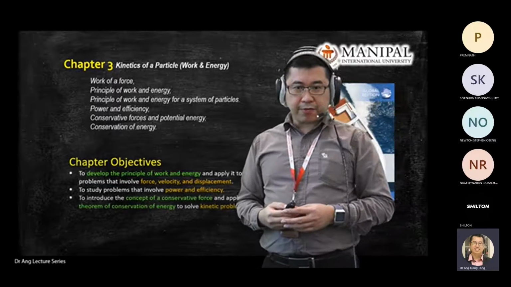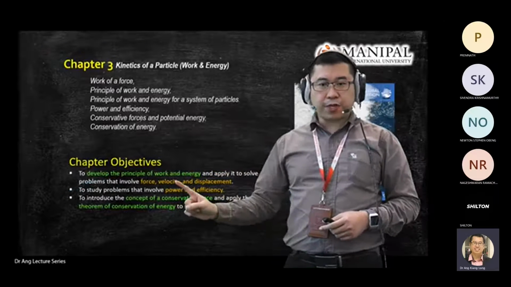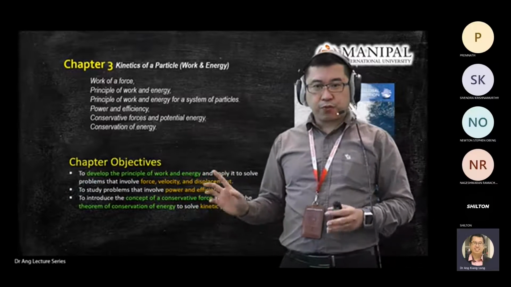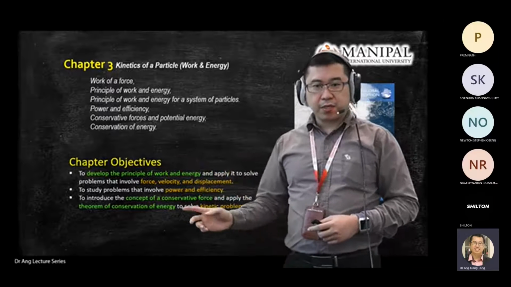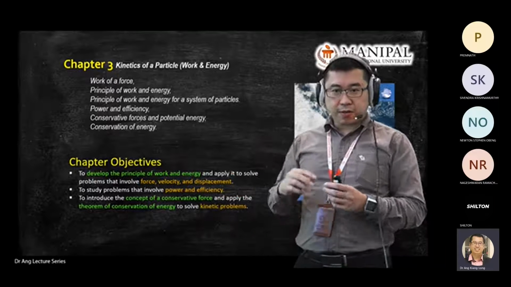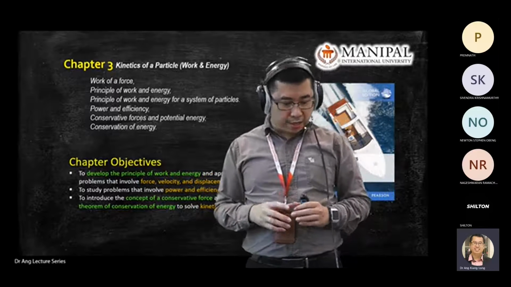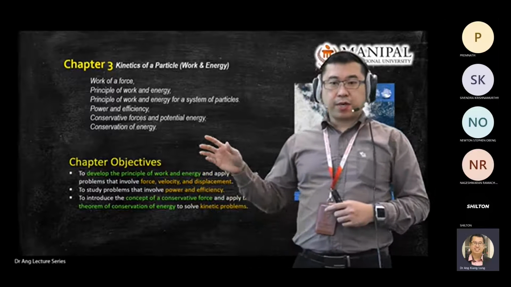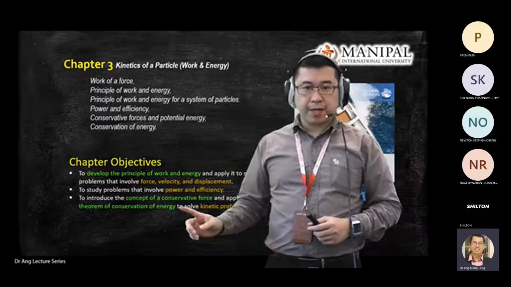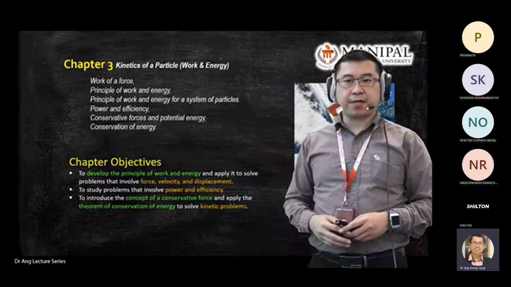The chapter has three objectives. We will use force, velocity, and displacement to find work and energy. So pay attention to force, velocity, and displacement, which is your S or height. Force, velocity, and displacement are the main parameters we look into when we try to find the work done by a particular object. After that, we will look at conservation of energy in a later session.